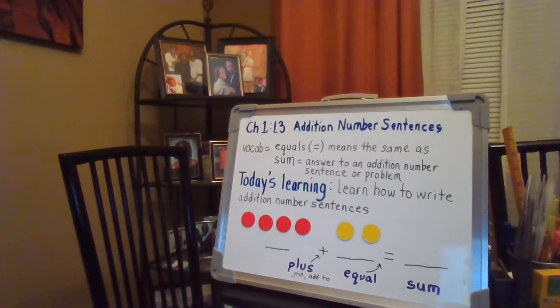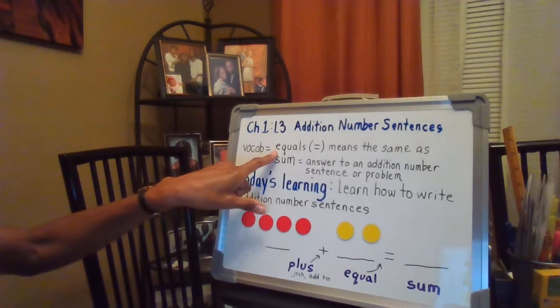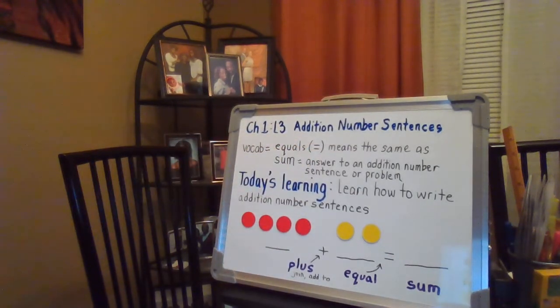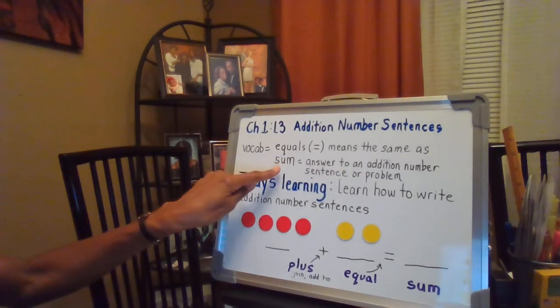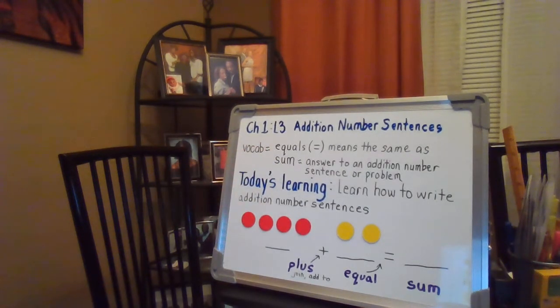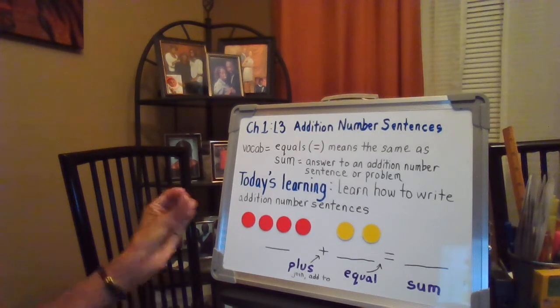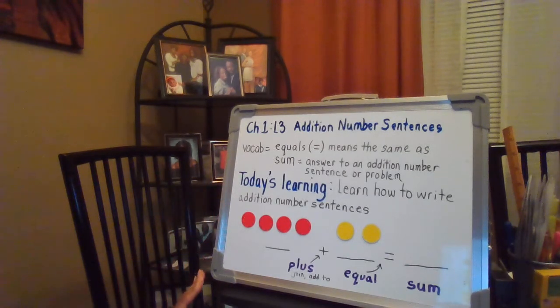Okay, so addition number sentences, chapter 1, lesson 3. So here we have an equal sign, which means the same as. And then the sum is the answer to an addition number sentence or the answer to an addition problem. So our learning objective is to write addition number sentences. By the end of today's lesson, you should know how to write addition number sentences.